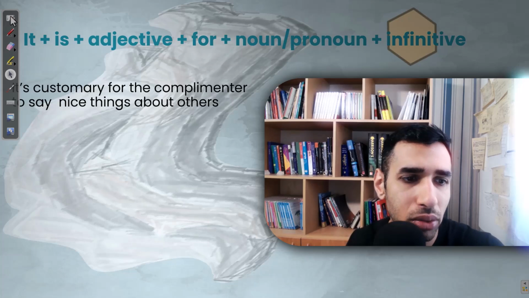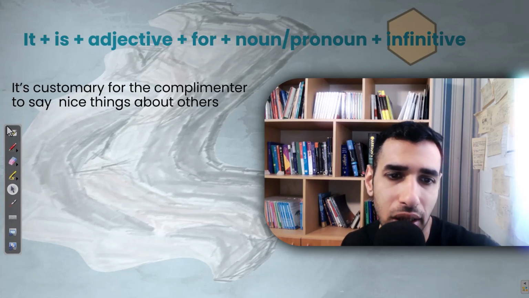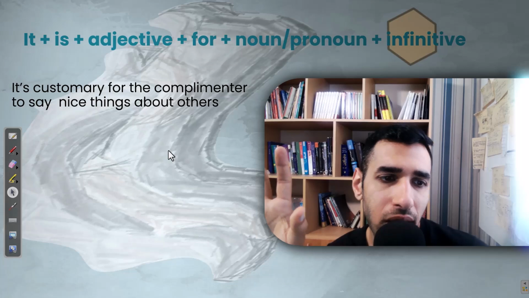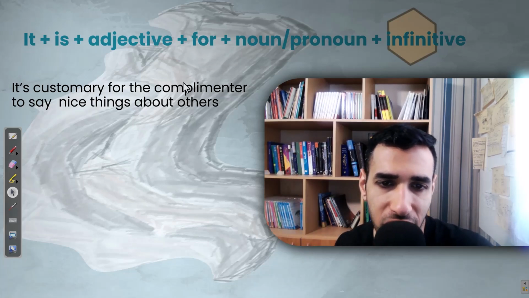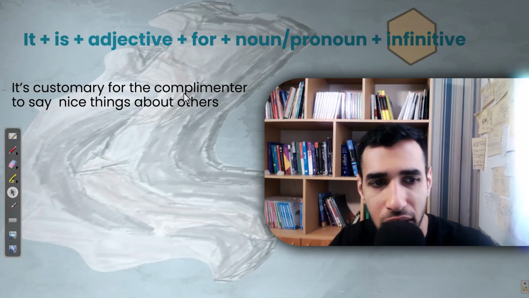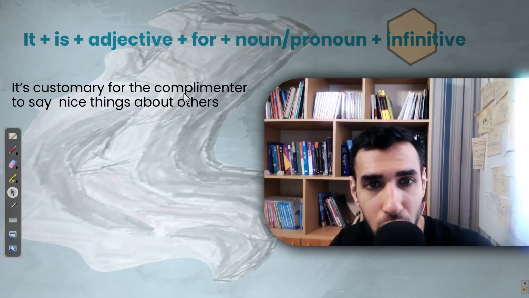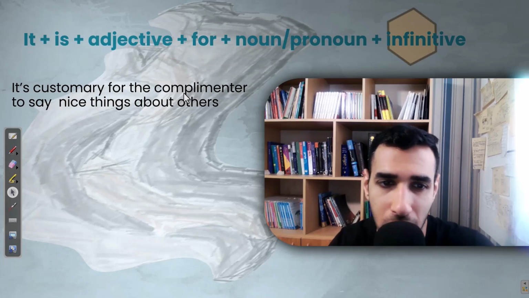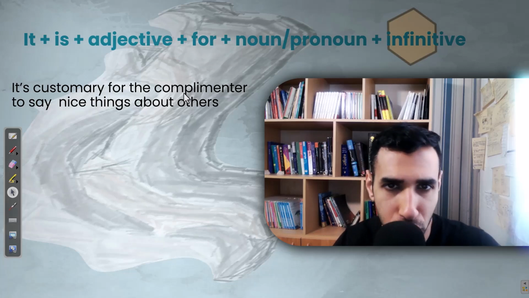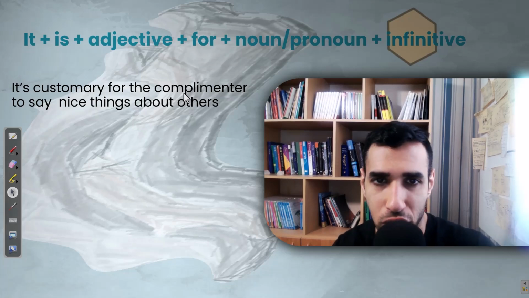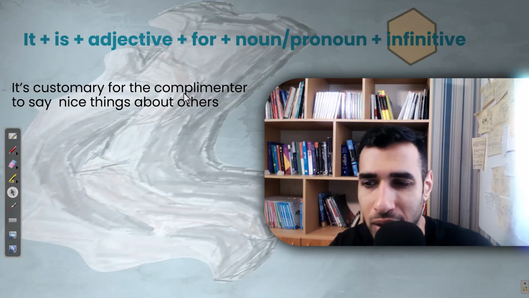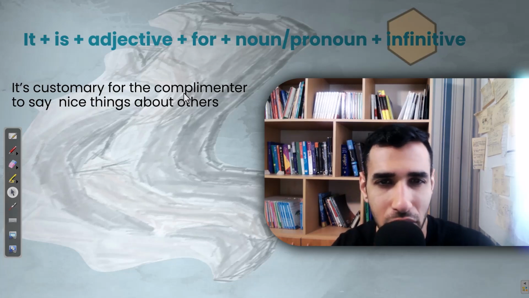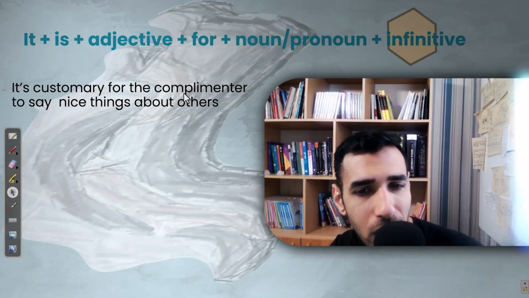It's customary for the complimenter. The stress is on the first syllable. Complimenter, to say nice things about others. It's customary. It's not unusual. It's something that people normally do. Customary for the complimenter, the person who compliments others, saying good things highly about other people, to say nice things about others.